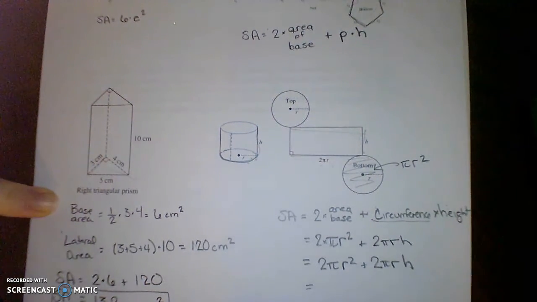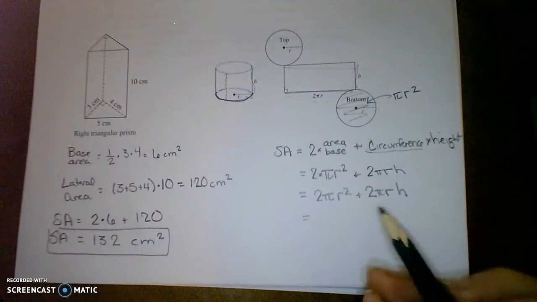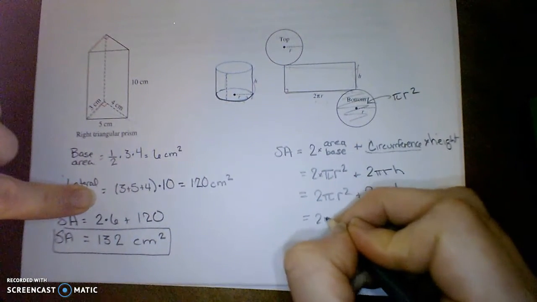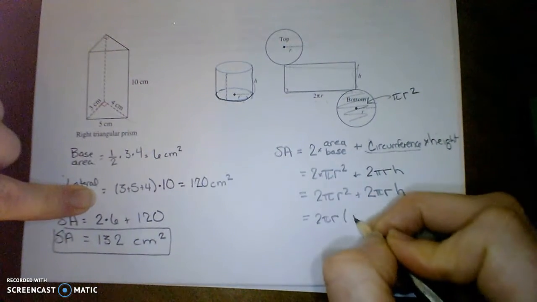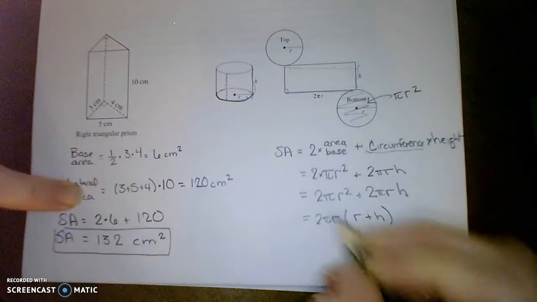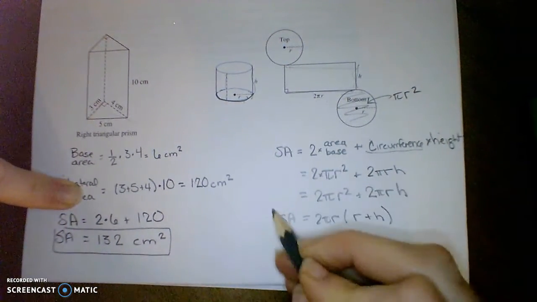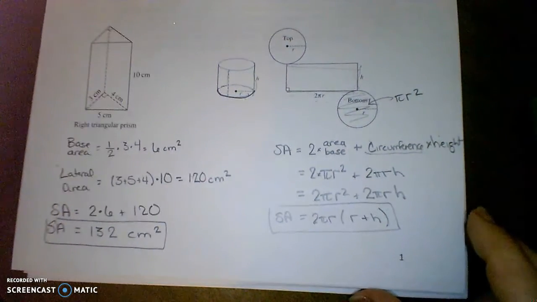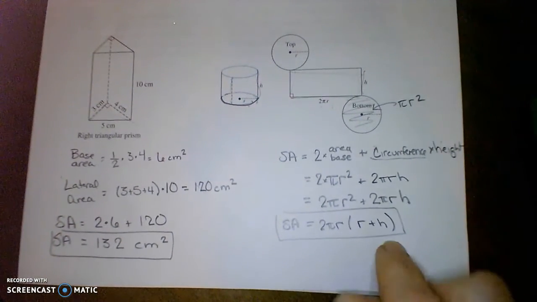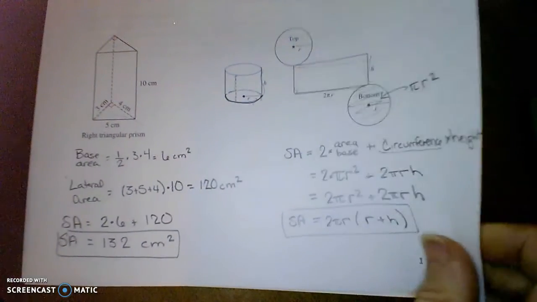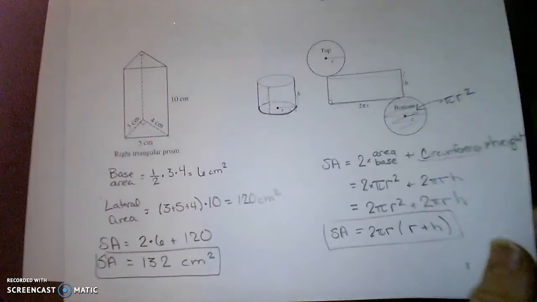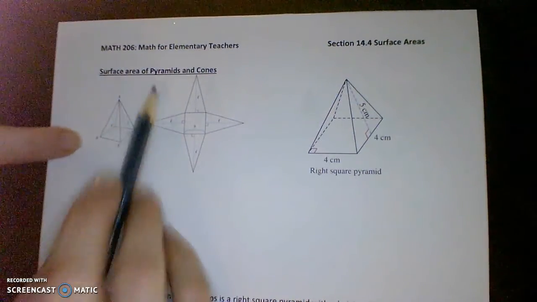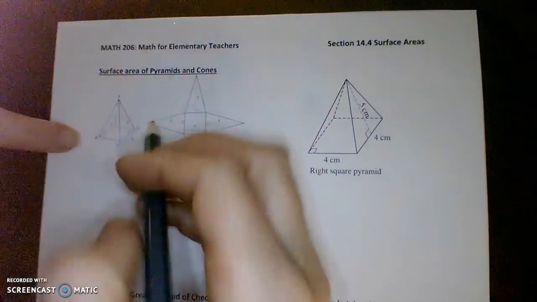And if you wanted to, you could make this even neater by factoring out that common factor of 2 pi r. So 2 pi r times (r plus h). This would be the surface area of a cylinder. Now, again, I don't think it's important to memorize these surface area formulas. What is important is to understand where these formulas came from and being able to recreate them when you need to.